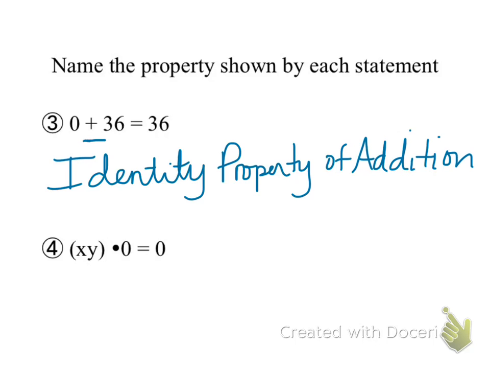I see another 0, and here, parentheses. So I'm thinking associative, I know identity addition, and there's also the 0 of multiplication. Because there's a multiplication sign, and any quantity times 0 equals 0, I know that this is the multiplicative property of 0.